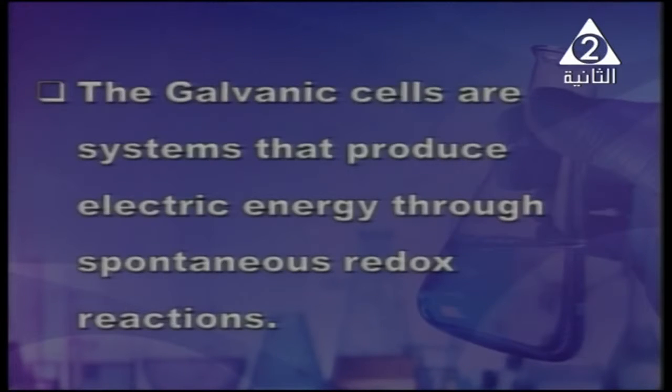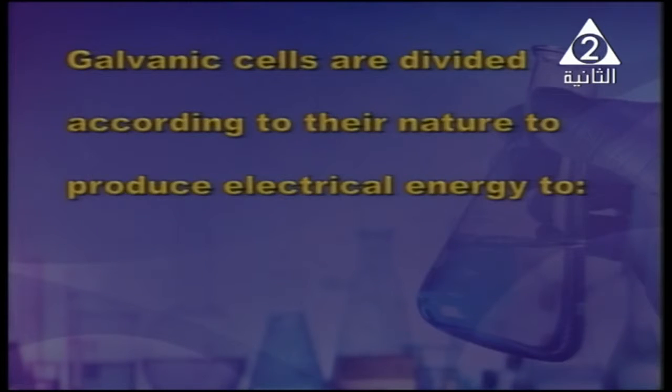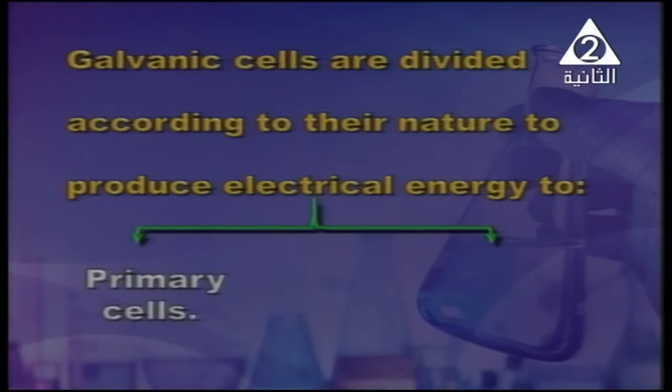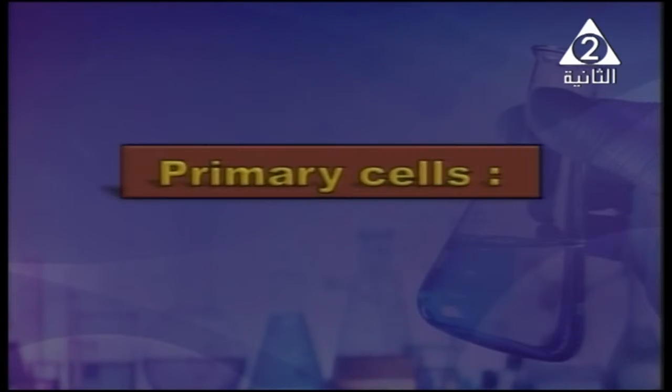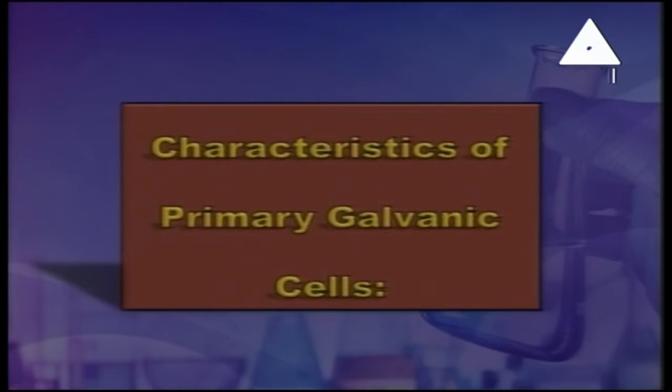The galvanic cells are systems that produce electric energy through spontaneous redox reactions. Galvanic cells are divided according to their nature to produce electrical energy into two types, which are primary cells and secondary cells. First, primary cells. What about the primary cells? What are the characteristics of these cells?